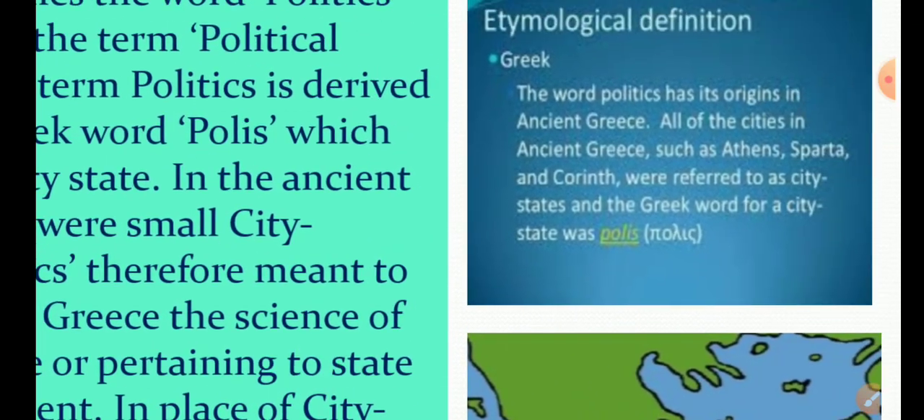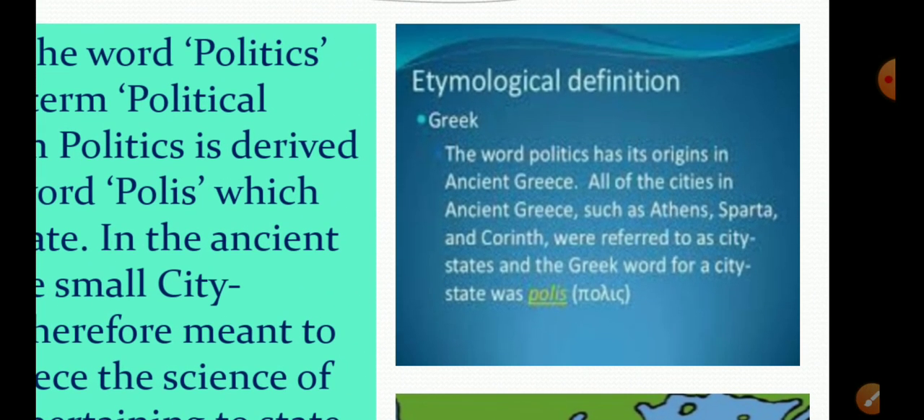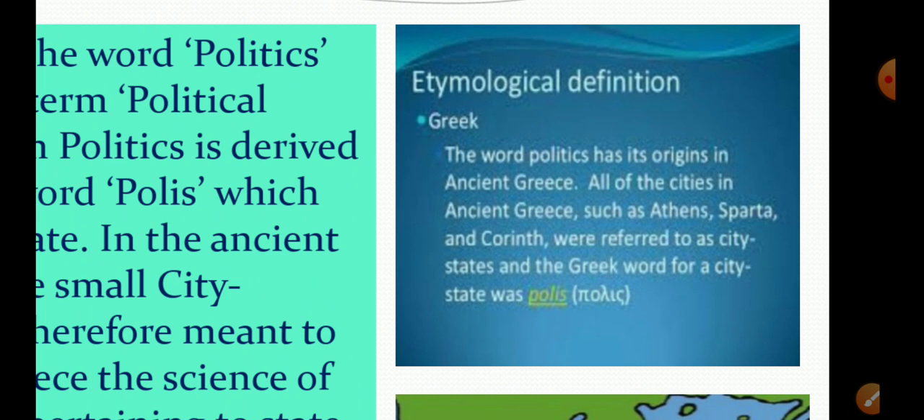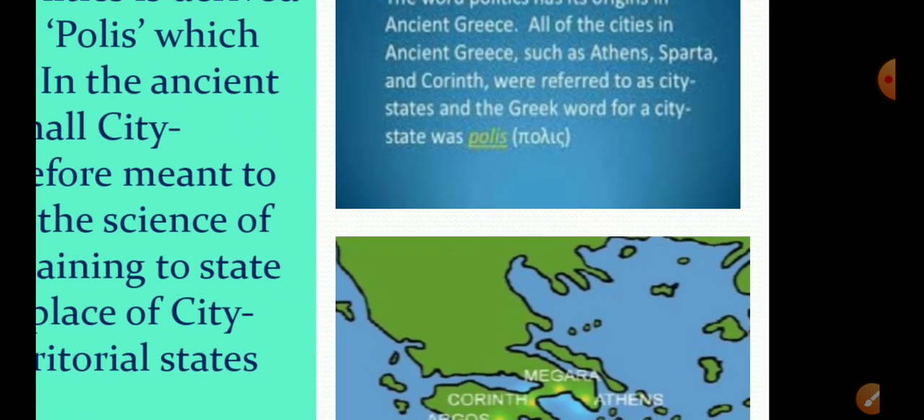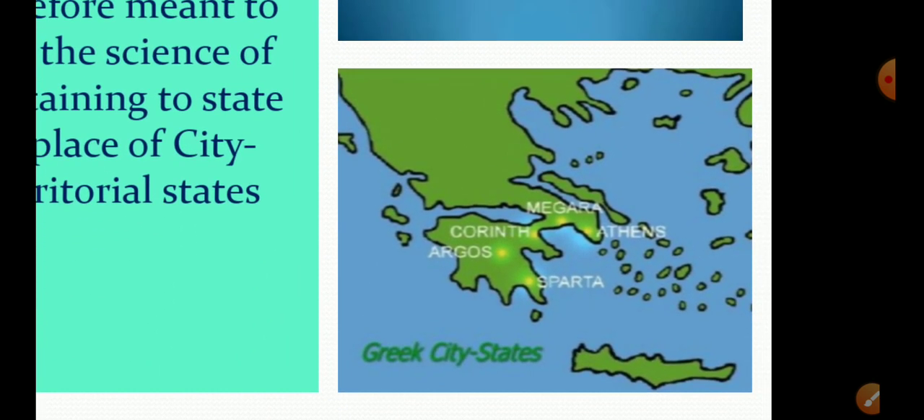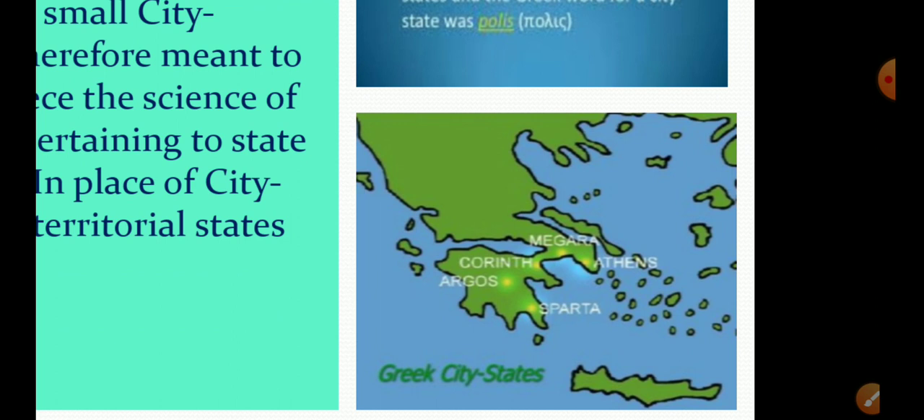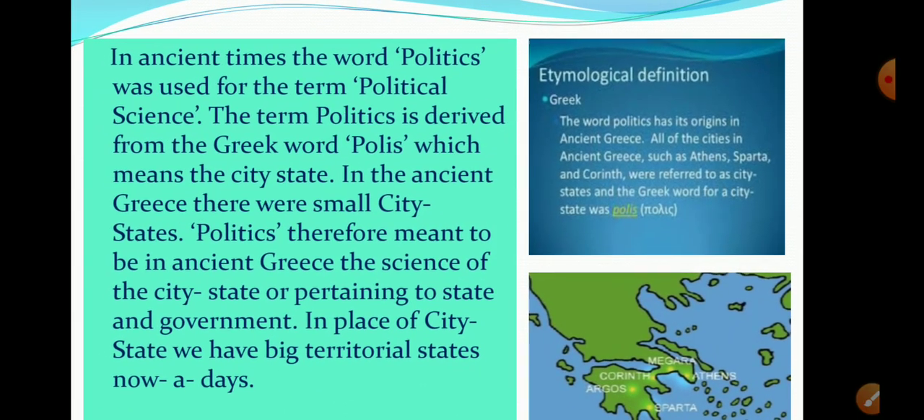Etymological definition: in Greek, the word politics has its origin in the ancient Greek. All of the cities in ancient Greece, such as Athens, Sparta, and Corinth, were referred to as city states, and the Greek word for a city state was polis. From this picture, you can see that there are small states, with names given: Megara, Athens, Sparta, Argos, Corinth. So this kind of city states existed during those days.